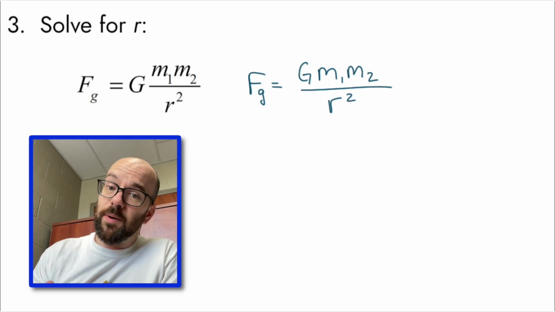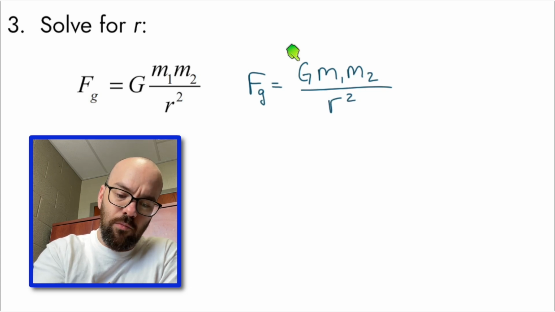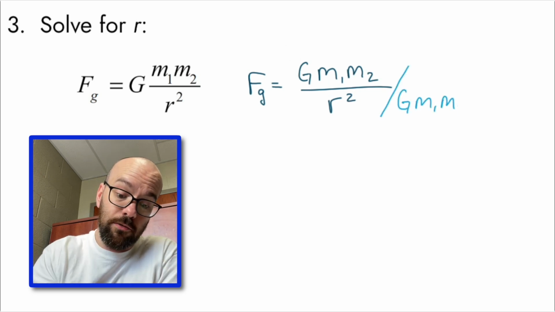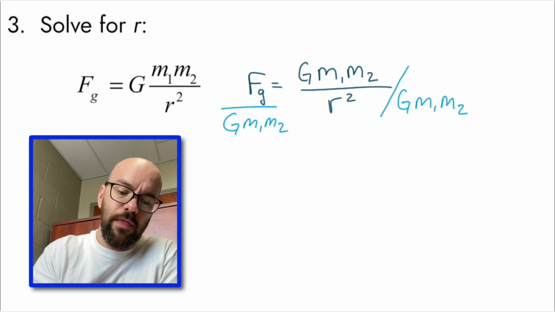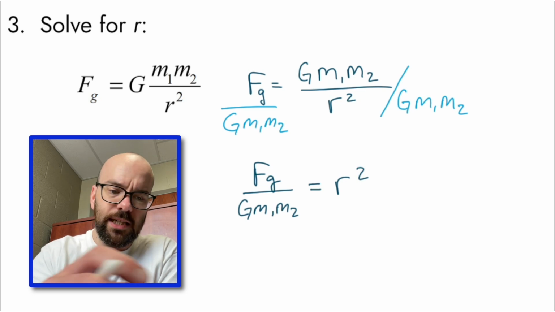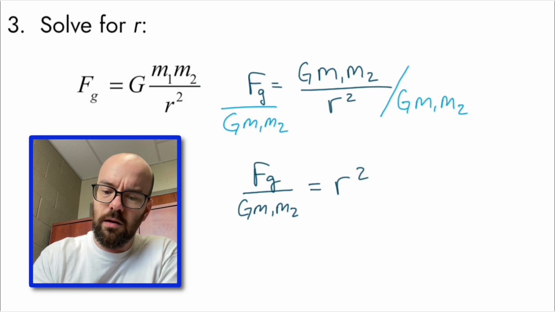Now there's a couple ways to go about solving this. Here's a common one that I see students do. They know they need to isolate the R, and they've got this G, M1, M2 on the top. So they're going to divide both sides by G M1 M2. They divide that on the right side, they have to divide that on the left side, and the G M1 M2 here cancels out the G M1 M2 there. And so they'll rewrite it like this: F sub G over G M1 M2 equals R squared. And that makes sense because we got rid of this. All we're left with is the R squared.